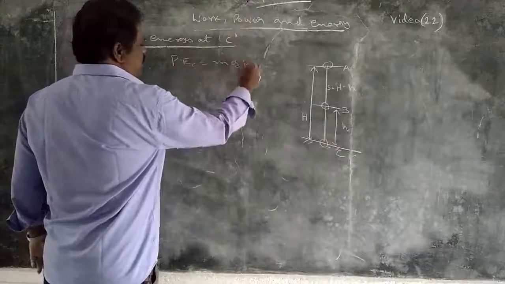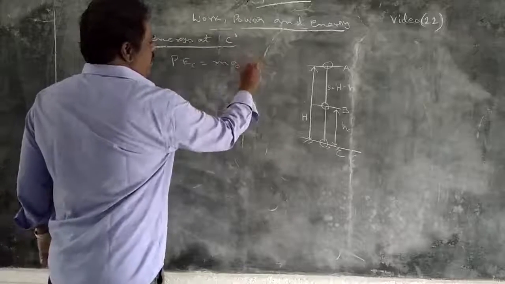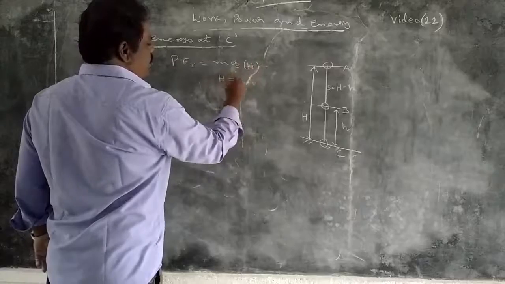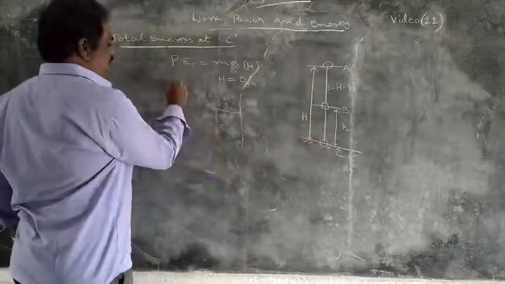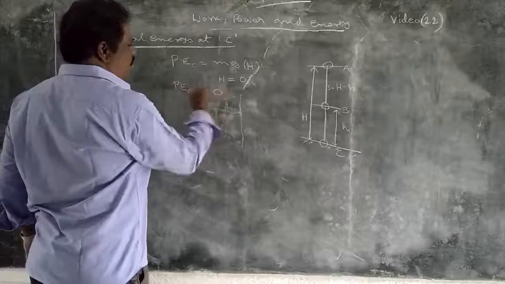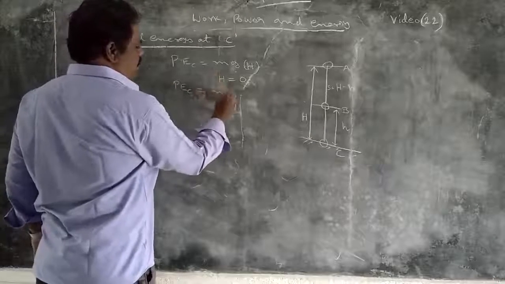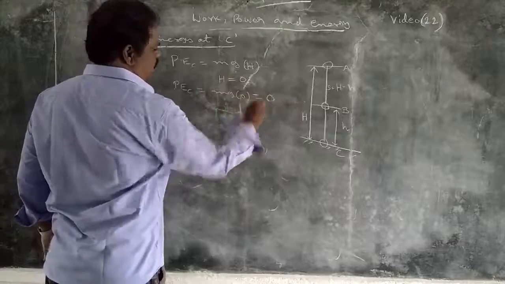That is equal to mgh. Here h is equal to 0 because it already reaches the ground. There is no height. Then potential energy at C is equal to mg into 0, that is equal to 0.